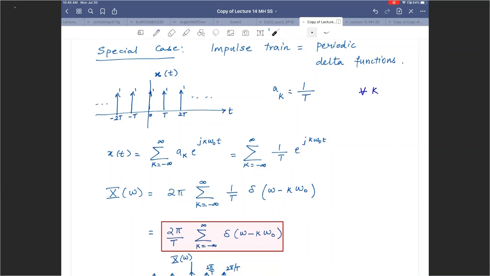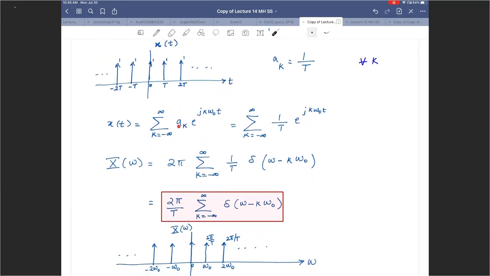X of t can be written as a summation of the Fourier series coefficients multiplied by those exponential orthogonal set of functions e to the jk omega naught t. A_k gets substituted by 1 over T. Then we know that if we want to find the Fourier transform of a periodic signal, all we have to do is use this result: 2 pi summation over all k, a sub k is what gets substituted, 1 over T here, and then you have those delta functions at integer multiples of omega naught, where omega naught again is 2 pi divided by T.